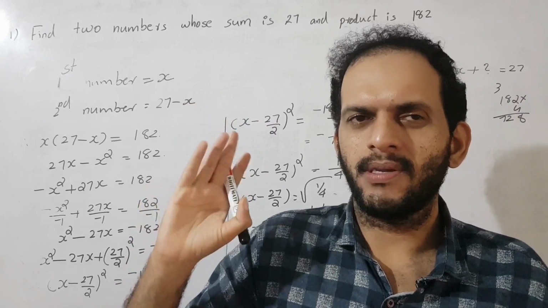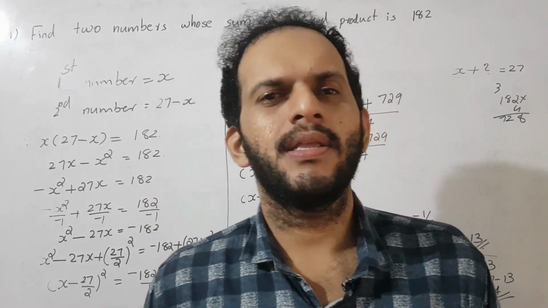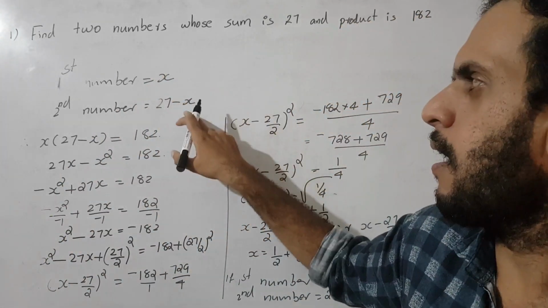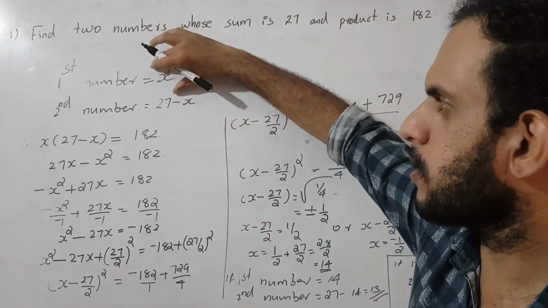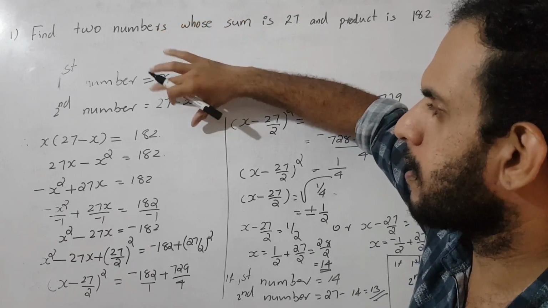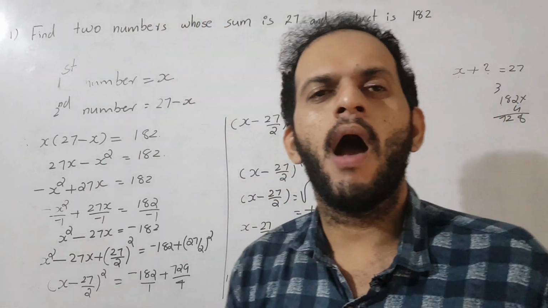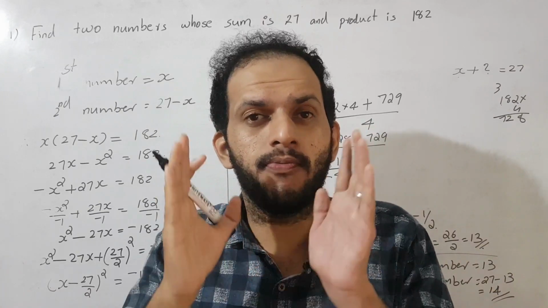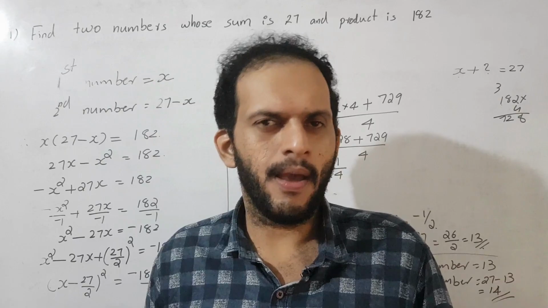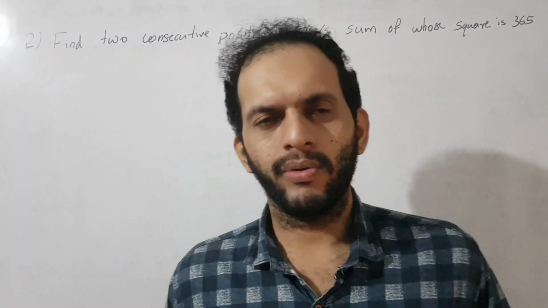So here we got two numbers. What are they? 13 and 14. The only chance to get the numbers is 13 and 14. Sometimes the first number is 13 and the second number is 14, or otherwise the first number is 14 and the second number is 13. We have only two possibilities for getting the numbers, that are 13 and 14. Okay, I think you got this idea. Next we go to the next question.